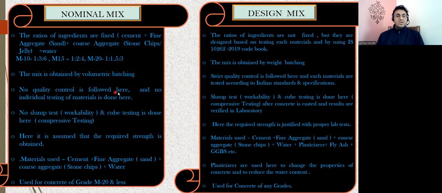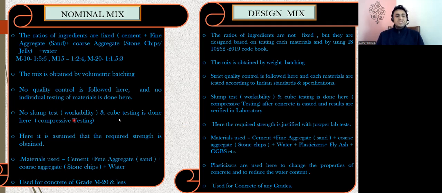Here, no quality control is followed, and no individual testing of materials is done. That is, in volumetric batching, usually there is no quality testing. Whatever aggregate or fine aggregate you are getting, you directly make use of it. We are not going to test even the water there. But in case of design mix, usually we will test the fine aggregate and coarse aggregate. We are going to test the water as well.